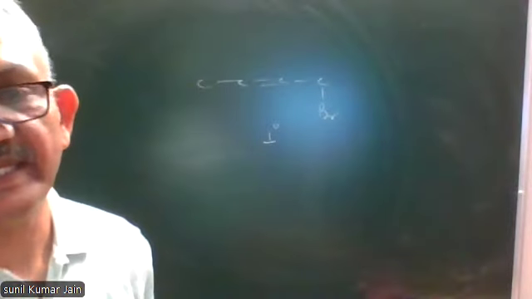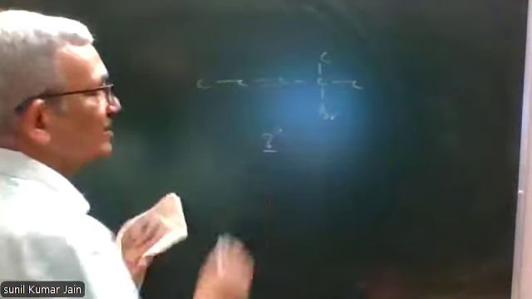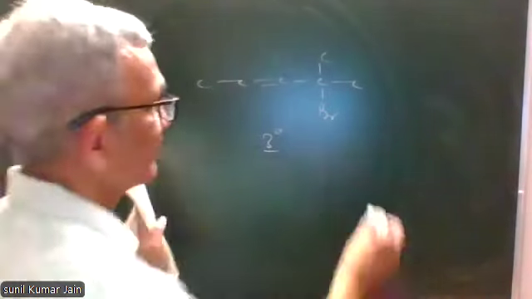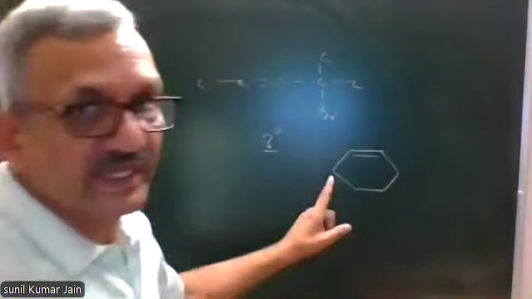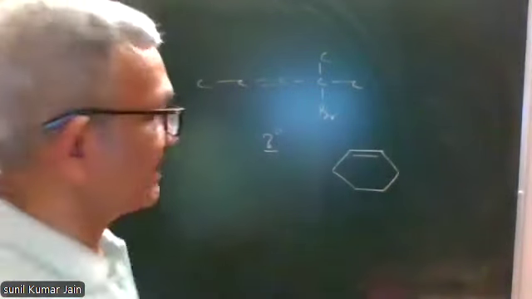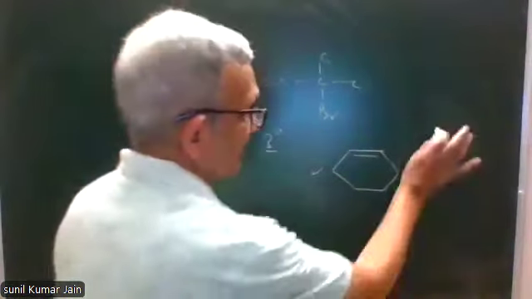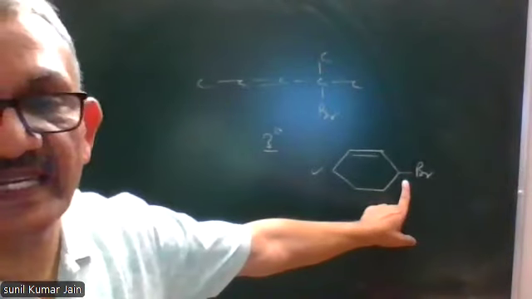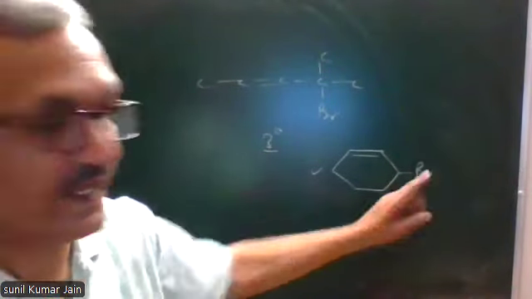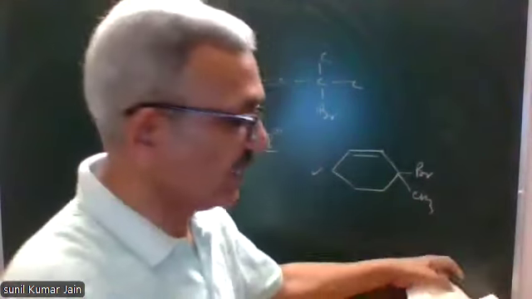This is primary allylic halide. This is tertiary allylic halide. In this case, there are two allylic carbon atoms, 1 and 2, and both are secondary. So if I attach halogen here, this will be secondary allylic halide. And if I attach methyl group here, this will be tertiary allylic halide.